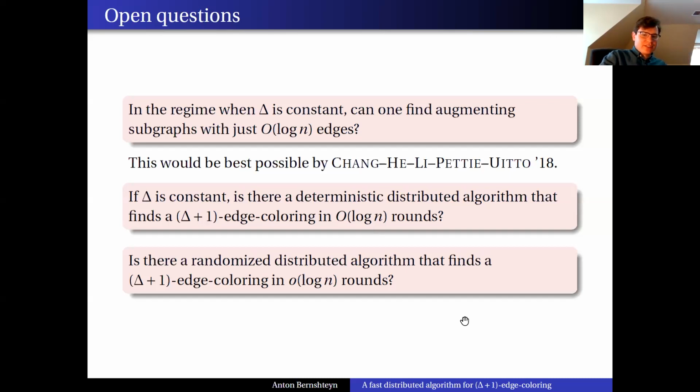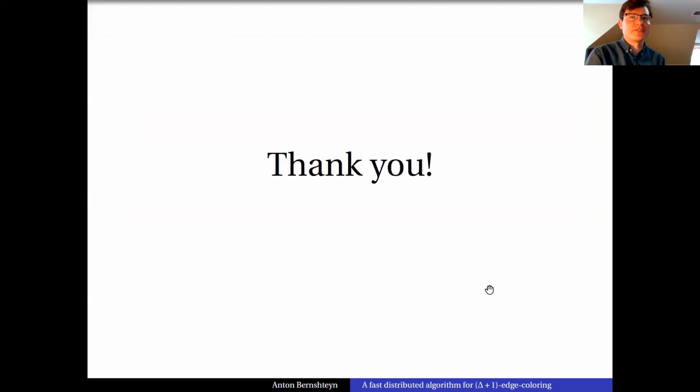For randomized algorithms, there is actually no reason why there shouldn't be even a sublogarithmic algorithm. This is entirely consistent with everything we know about randomized distributed algorithms at this point. So I think it's a good question, does such a randomized algorithm exist? And at this point, I'd like to stop. Thank you.